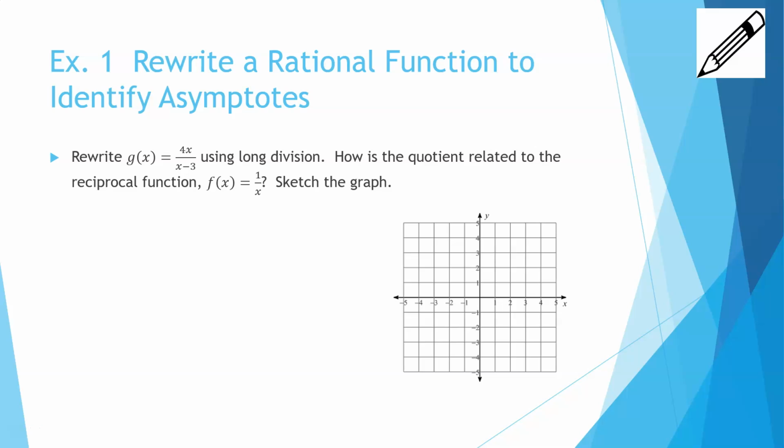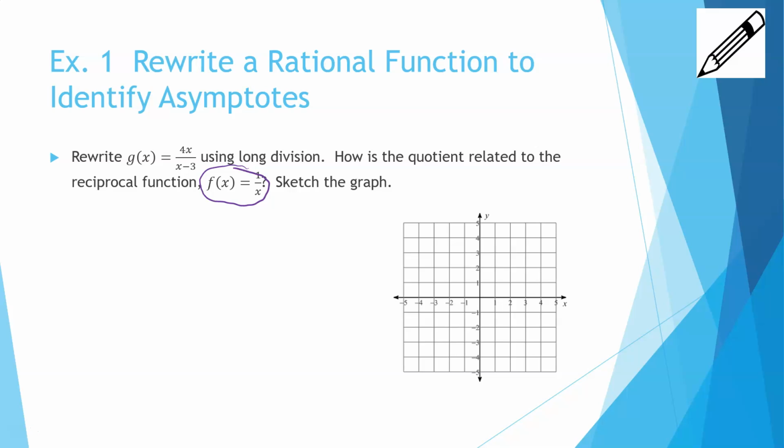Before we really get into the highlight of what we're going to be talking about today, I'm going to show you one example of a different way to think about what we're going to be doing. This question asks me to rewrite g of x using long division. And then we're going to talk about how the quotient relates to the reciprocal function f of x equals 1 over x. So what this example allows us to do is to connect what we're going to do today to what we have been looking at in section 1.